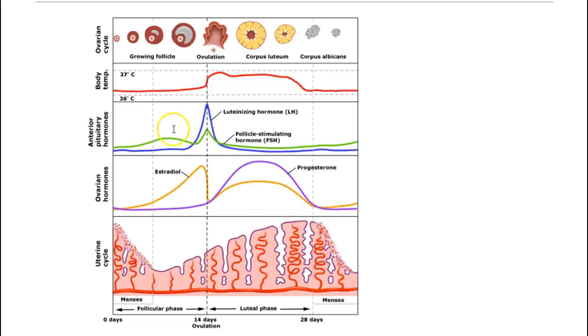Getting back to over here, we see the anterior pituitary hormones. We'll see that at ovulation, our FSH, our follicle stimulating hormone, seems to spike. That makes sense when you look at day 14, because that is the day the ovary is going to release that egg. At the same time, we see our LH level spike, and that's signaling to our endometrium to begin to thicken.